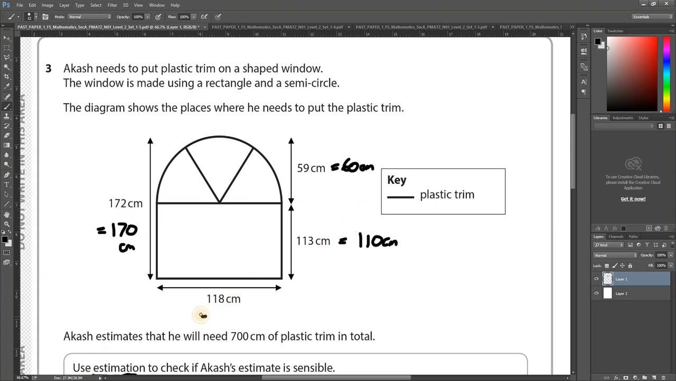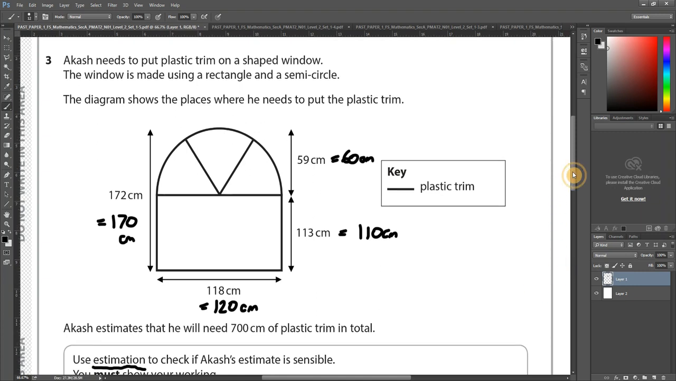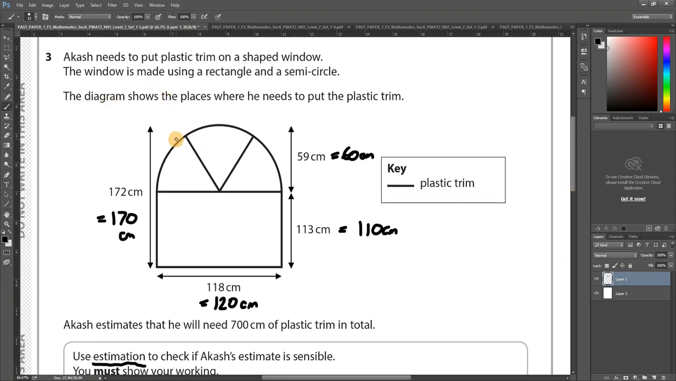Bottom here, let's call that 120 to the nearest 10. So any big numbers, I would round to the nearest 10. In fact, I did it for all of them. All of these numbers, they were to the nearest 10. And I did get all these answers. That's all of them. So if we're going to do the total, we're going to have to add these together, including the trim inside as well here.